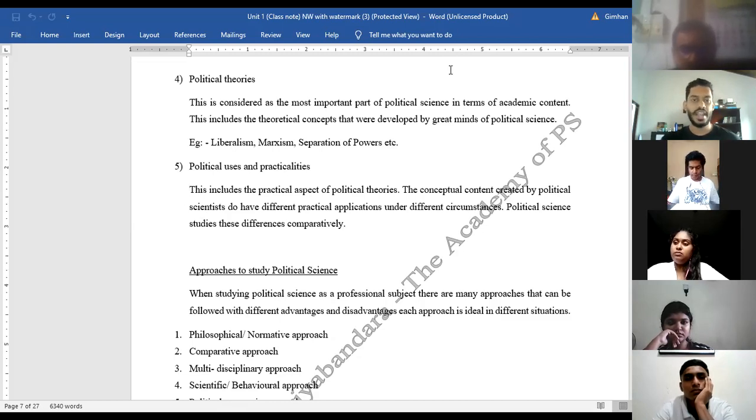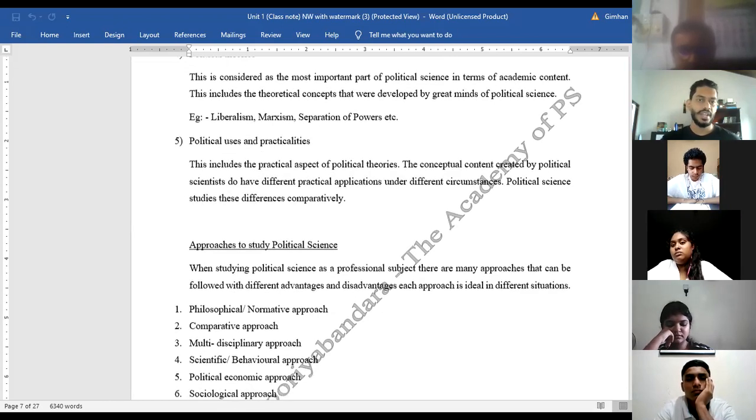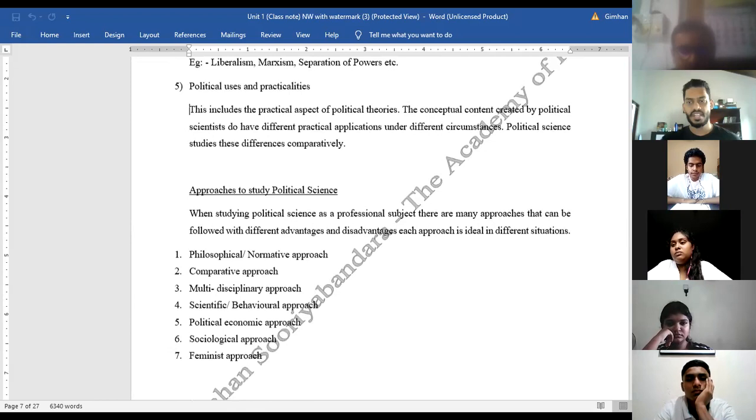It's what you do when you are studying political science. You compare this and that, this theory, that theory, this practicality, that practicality. How does something work in the US? How does something work in Sri Lanka? Like that. Right. Any questions up to that point, guys? It's pretty straightforward.